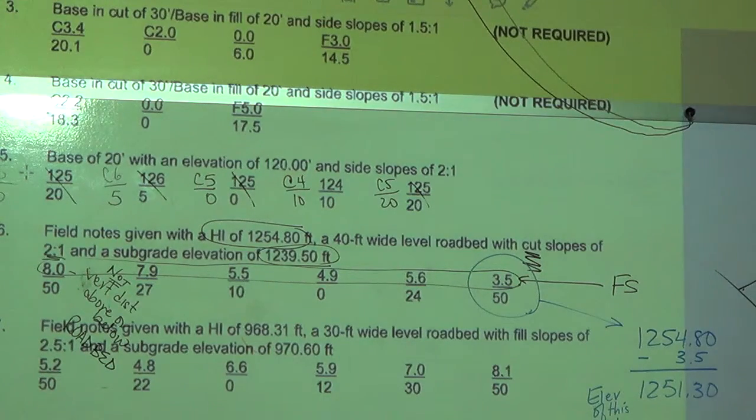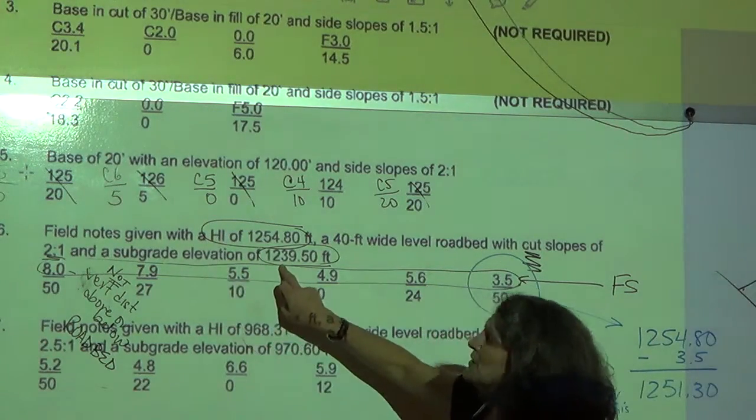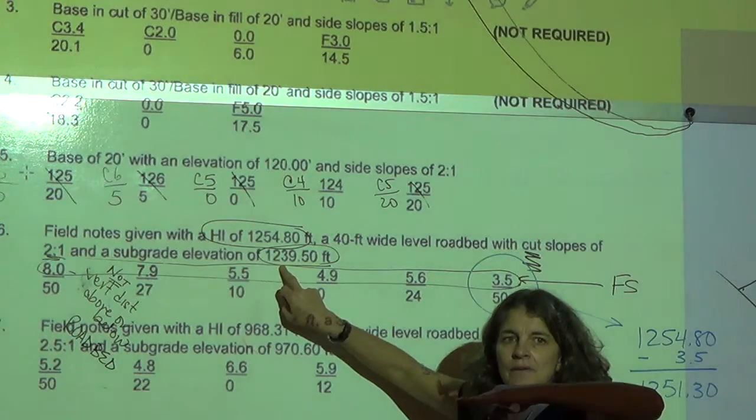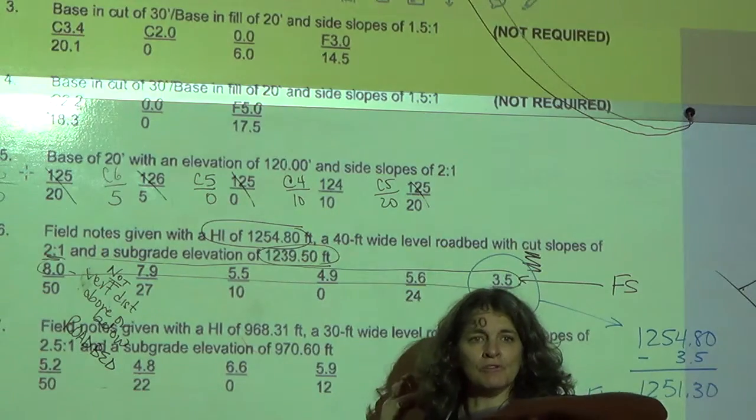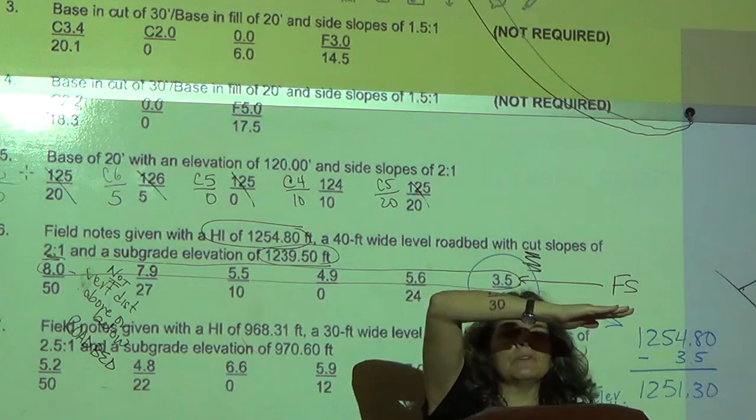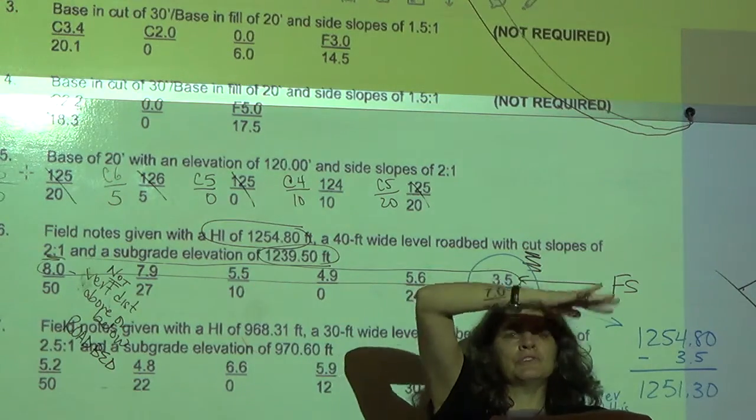What's the elevation of the road? Subgrade elevation. The elevation of the road is 1239. And then where is this? What's the elevation of that? 1251. Where is it? Above it. So is it cut or fill? This is my road, and this is the soil. It's a cut.